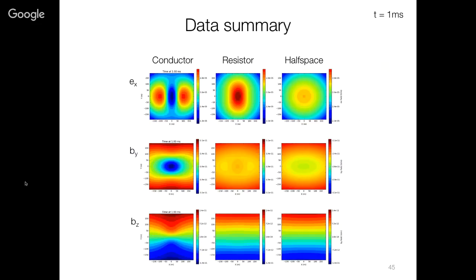So data summary. If we have a conductor, EX, BY, BZ, that's useful. Here's the half space. So here's your conductor, half space with the resistor. EX is useful in all of these, and for conductor also the B fields.